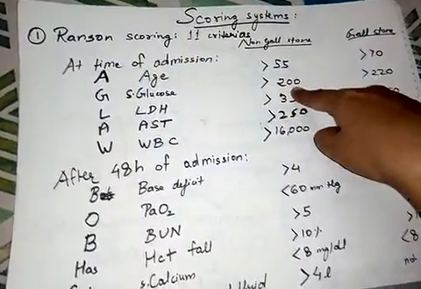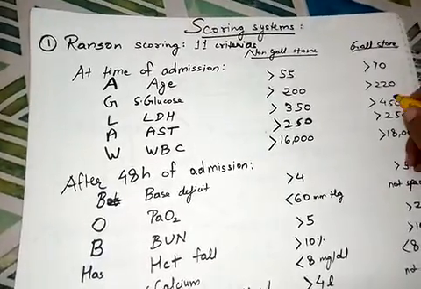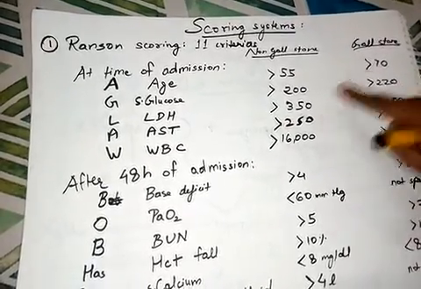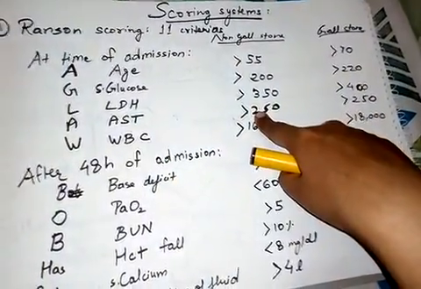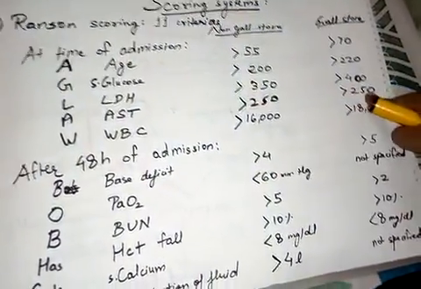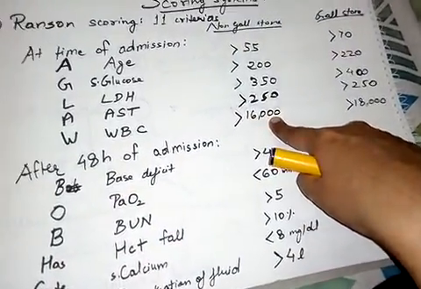Glucose more than 200 for non-gallstone. For gallstone, it's 220. LDH more than 350 for non-gallstone. For gallstone, it's 400. AST more than 250 for non-gallstone, and for gallstone also it's 250. WBCs more than 16,000 for non-gallstone, and for gallstone it's more than 18,000.